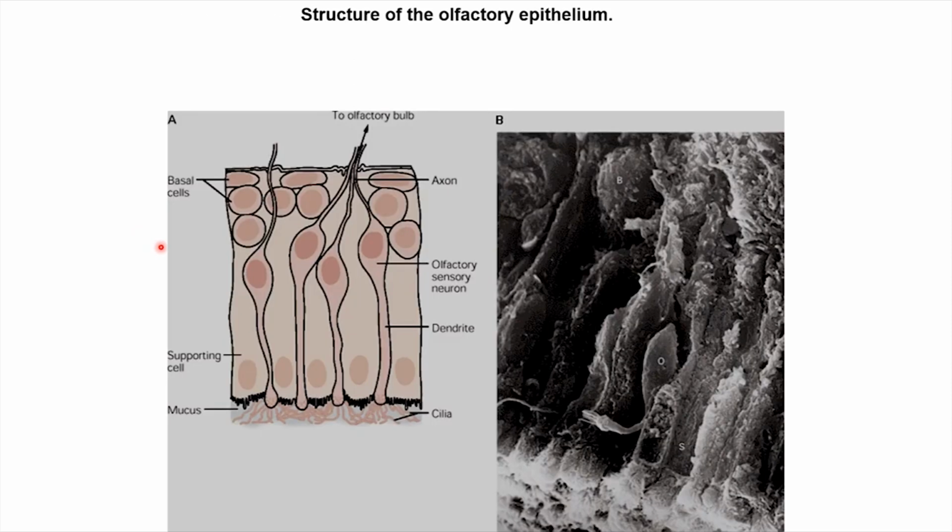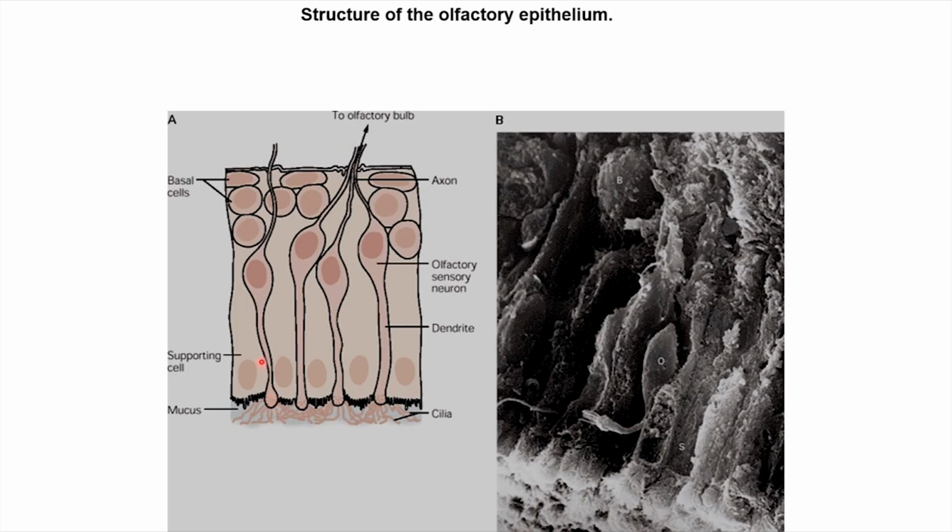Here we can see the structure of the olfactory epithelium in a bit more detail. So we are looking at the thickness of the skin here. Inside the epithelium, we have the olfactory sensory neurons. These are the cell bodies. And then they have very fine branches that come out, known as cilia. These cilia contain the odorant receptor proteins that will detect the odors.